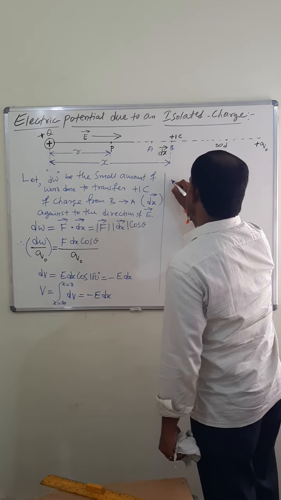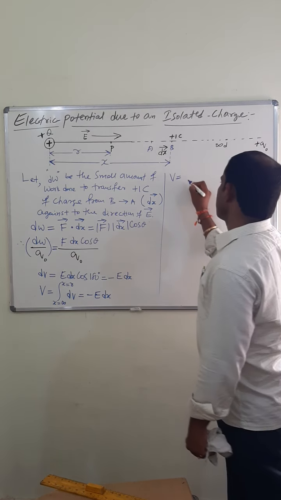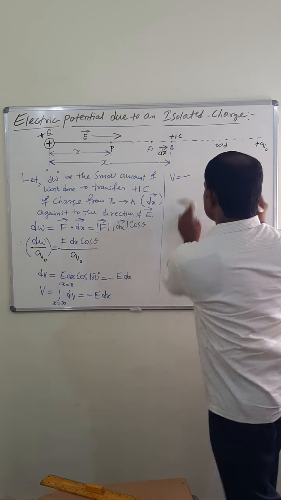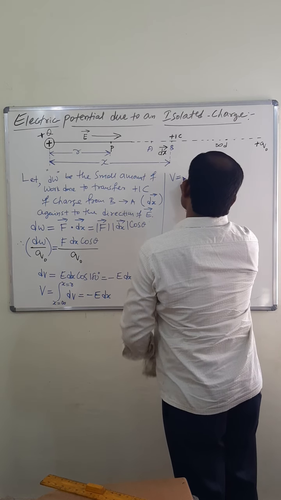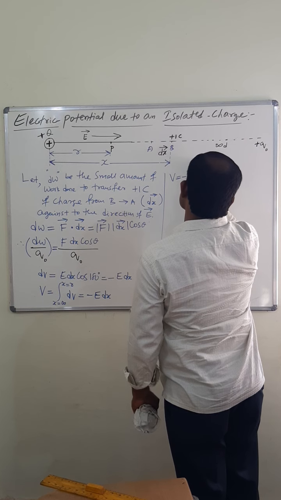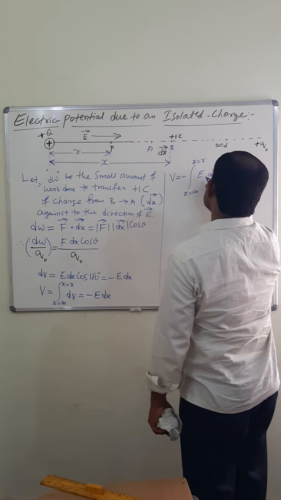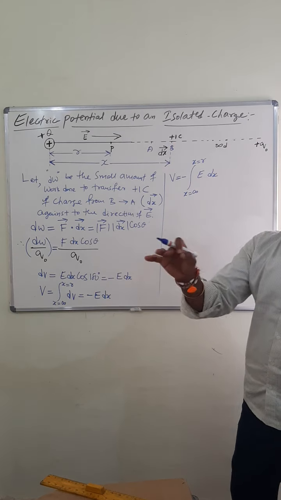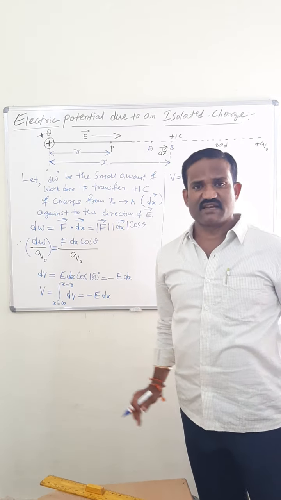Therefore, V is equal to minus, I will take the minus sign outside the integral, of the integral from x equal to infinity to x equal to R of E into dx. What is the electric field at a given point? The electric field at point A is the same as the electric field at point B because A and B are separated by only a small distance in the electric field.